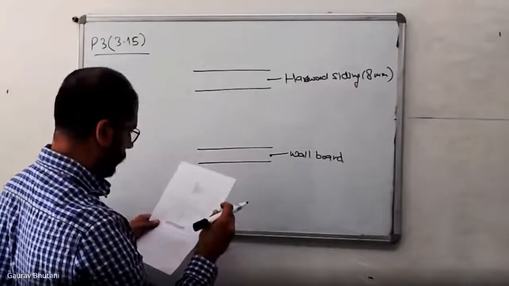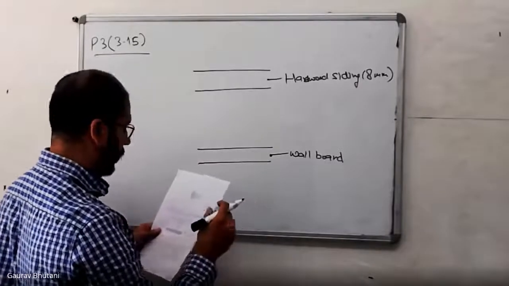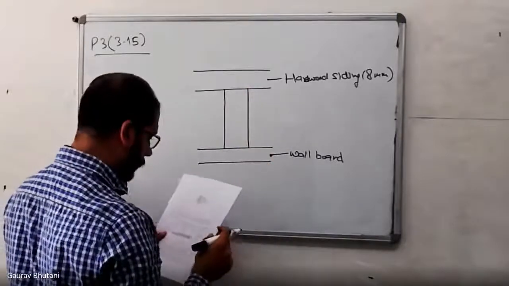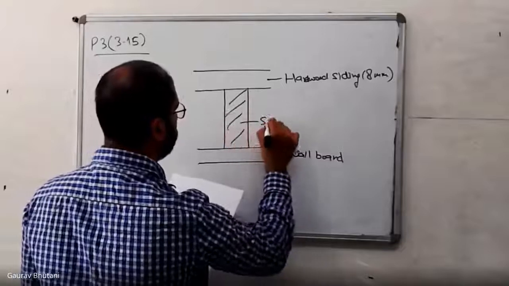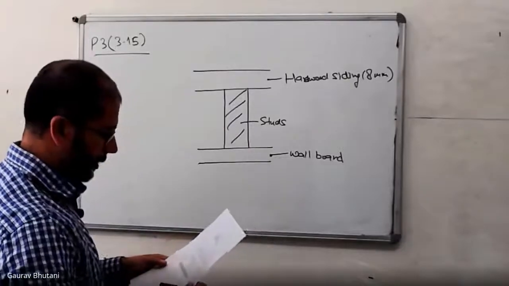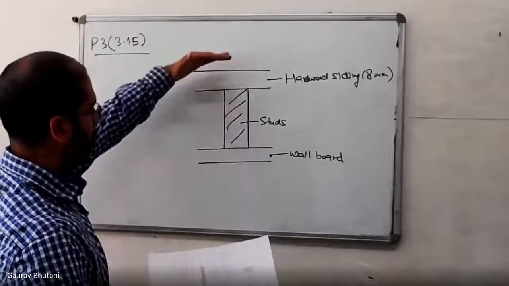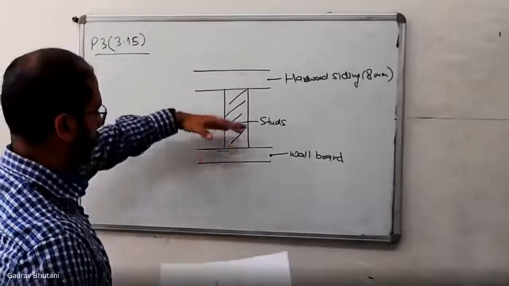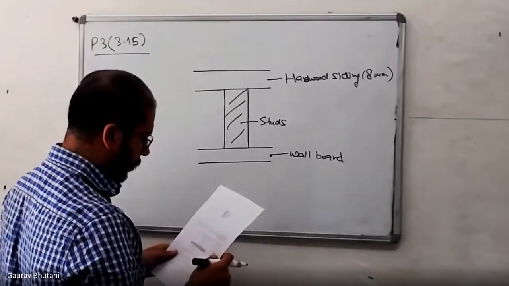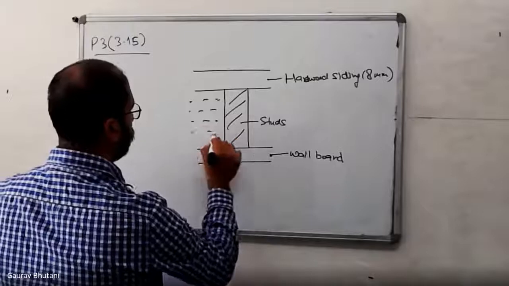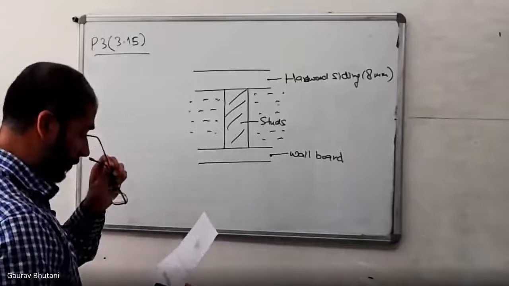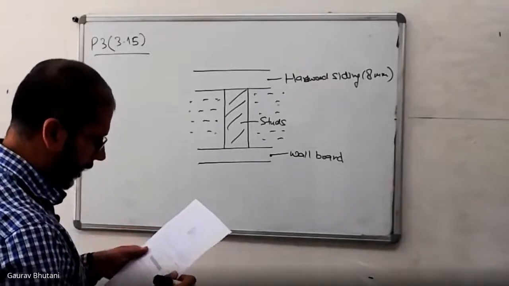Then you have studs to connect this. You need to give it some structural strength, otherwise they'll collapse on each other. We are looking at the cross section, so we're looking from the top of the building. This is the cross section of your composite wall, and then you have some insulating material that's filled here, so that you minimize the heat loss. And this insulation is made up of glass fiber.